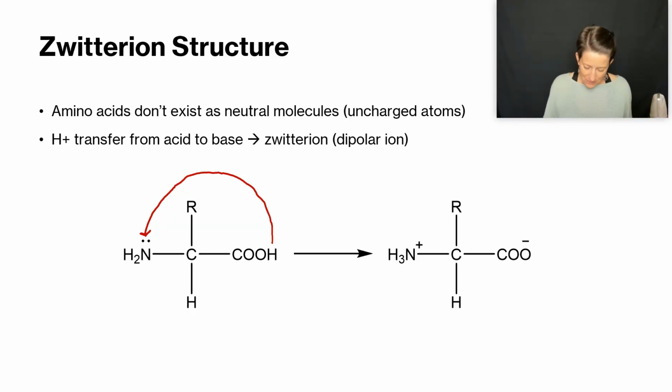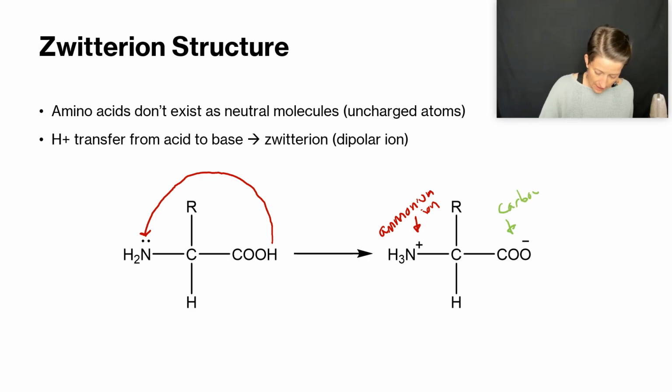When we look at what was formed, we now have this charged amino group. So this becomes that ammonium ion. And then we form that carboxylate ion.